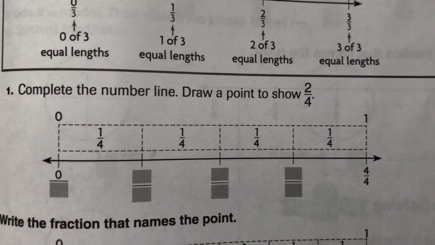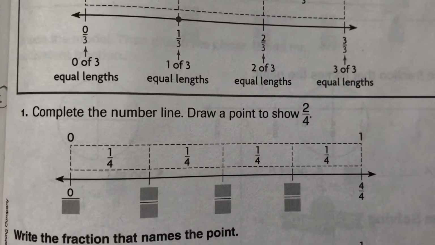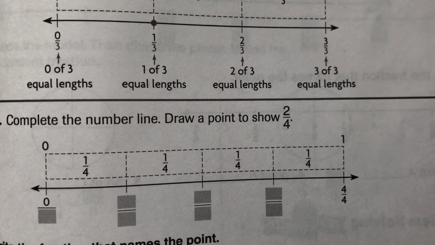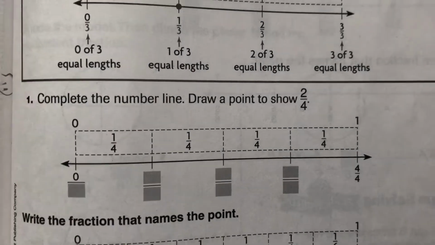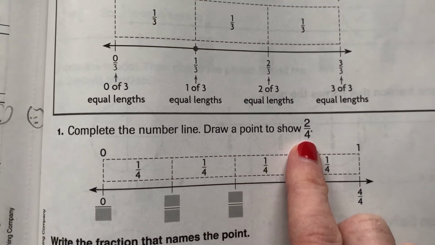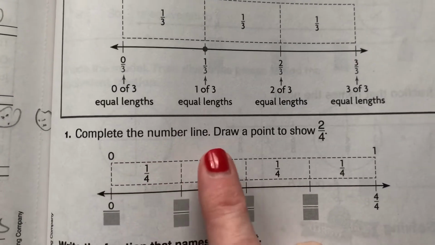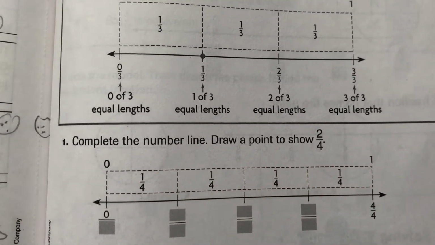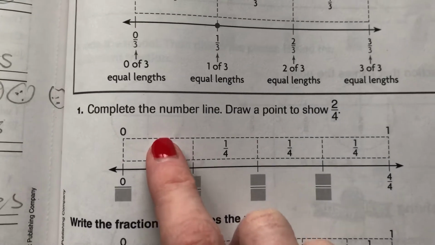So let's take a look at what we have here. It says complete the number line. Draw a point to show 2/4. So I can see here my denominator is 4, which means I have to break it up into 1, 2, 3, 4 equal parts. Each one is 1/4.